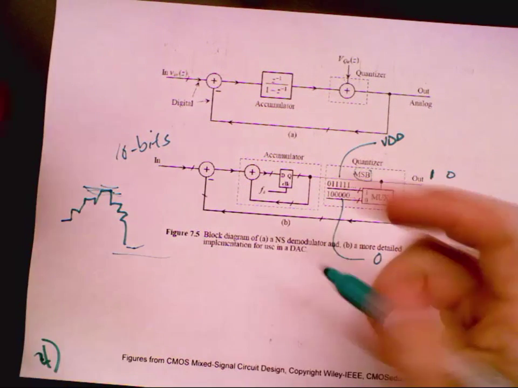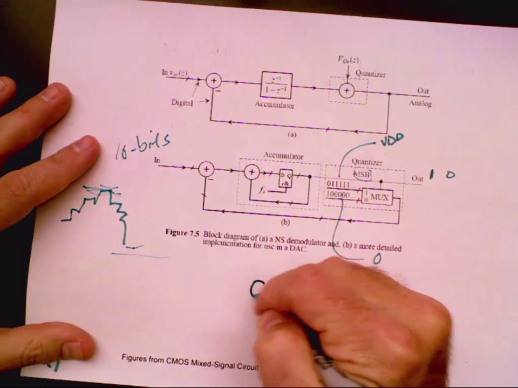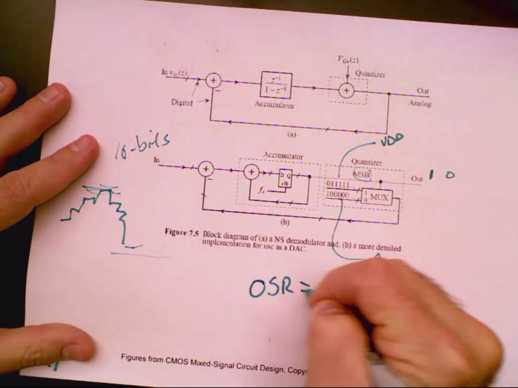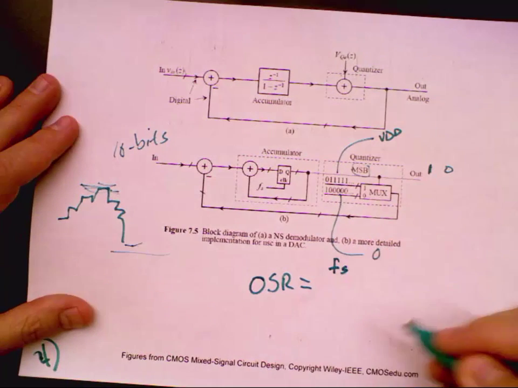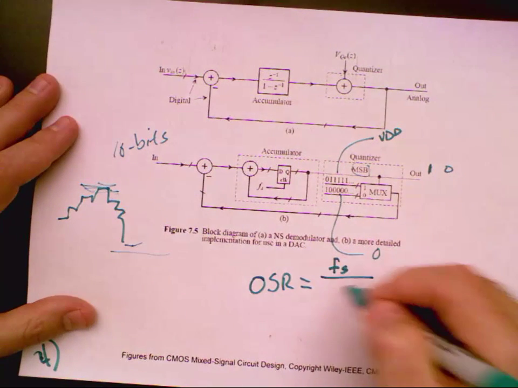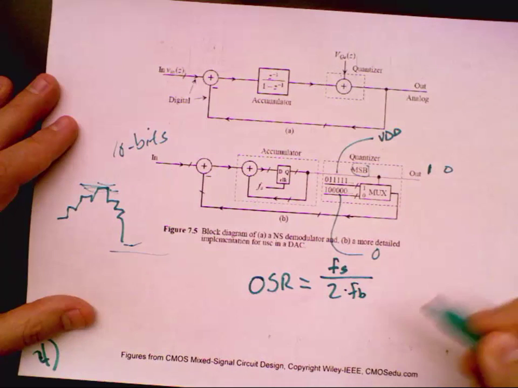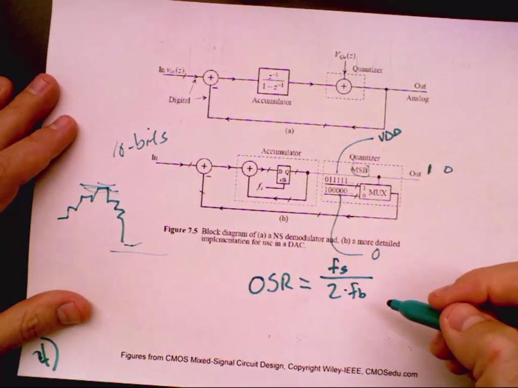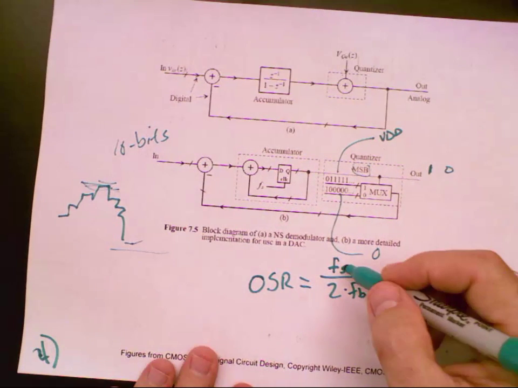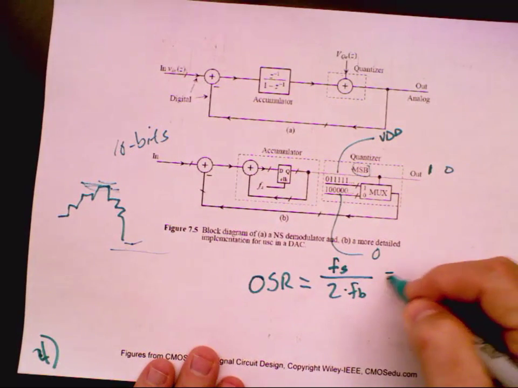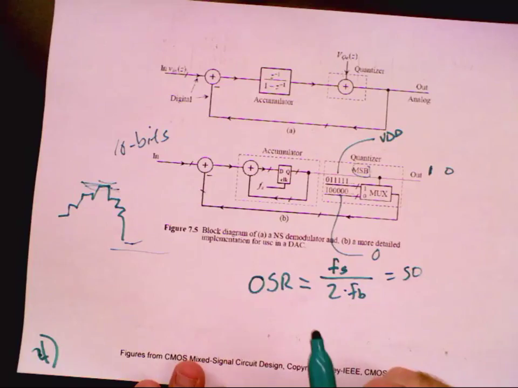And just to be complete, let's go ahead and define that one more time. The oversampling ratio is defined as the clock frequency, or the sampling rate, divided by 2 times my bandwidth of interest. Okay, so if my bandwidth of interest was 1 megahertz, my sampling rate was 100 megahertz, and my oversampling ratio would be 50. Does everybody follow that? And we'll talk again more about that.